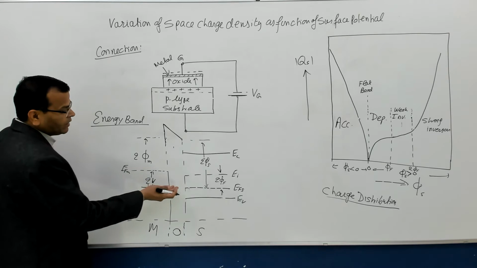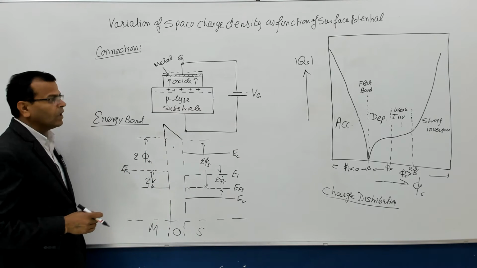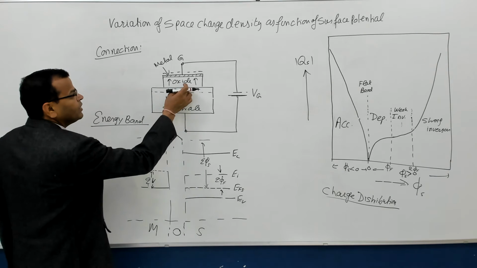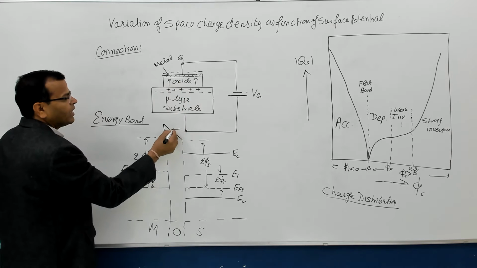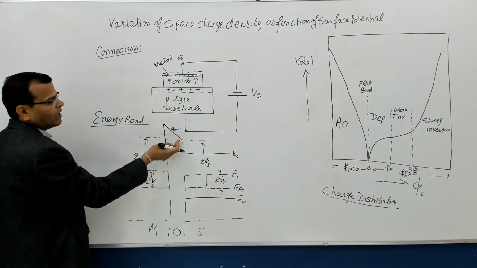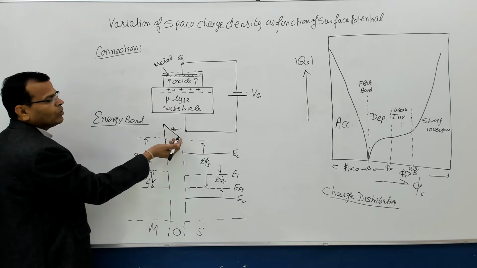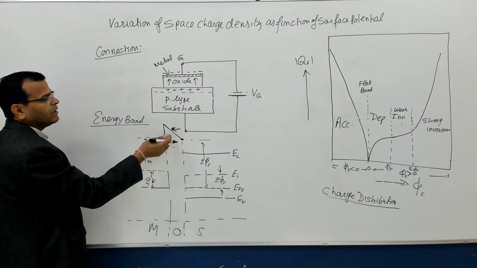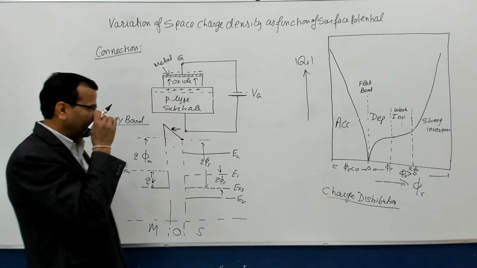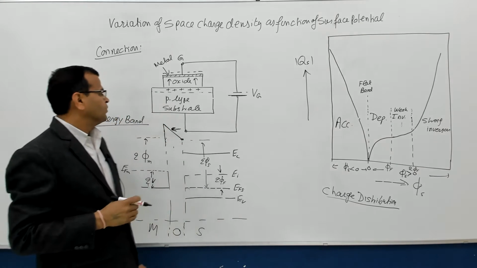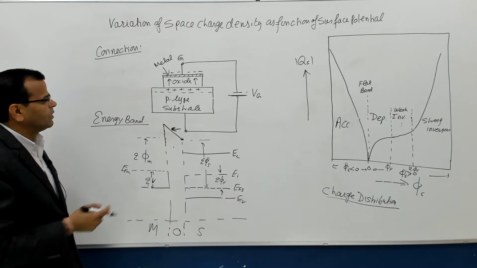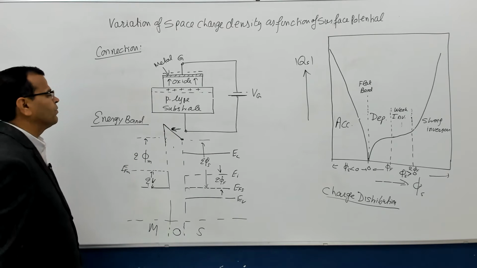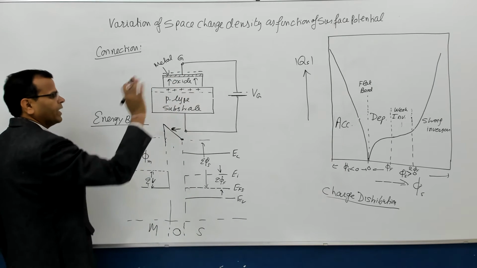Since it has shifted upward, there is accumulation of holes here, and an electric field is induced in the oxide. So the direction of the electric field is like this. This is at lower potential, this is at higher potential. So the electric field is always directed from lower potential to higher potential. In the oxide, it will be directed like this, from this side to this, from lower energy level to higher energy level, I'll say, from positive to negative.